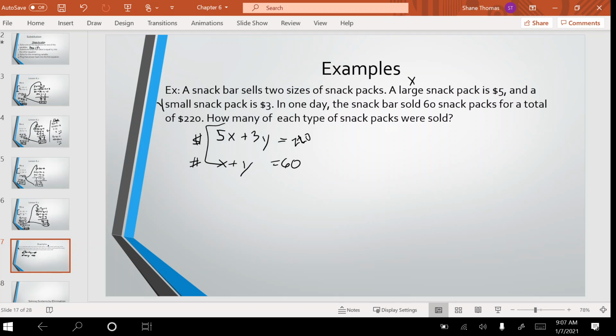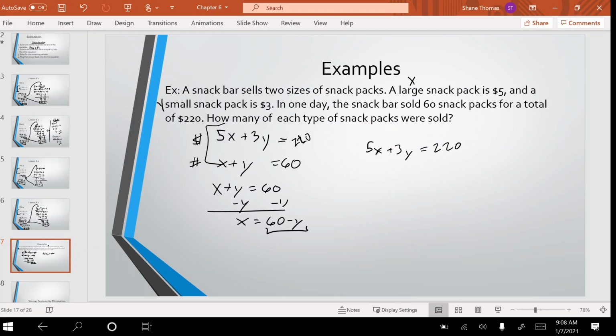I'm going to take the second equation. I'm going to get x by itself. Does that work? So x plus y equals 60. So let's subtract a y. X equals 60 minus y. Box that puppy up. Okay, got my first step done. Second step, take the equation I didn't touch yet, which was the 5x plus 3y is equal to 220.